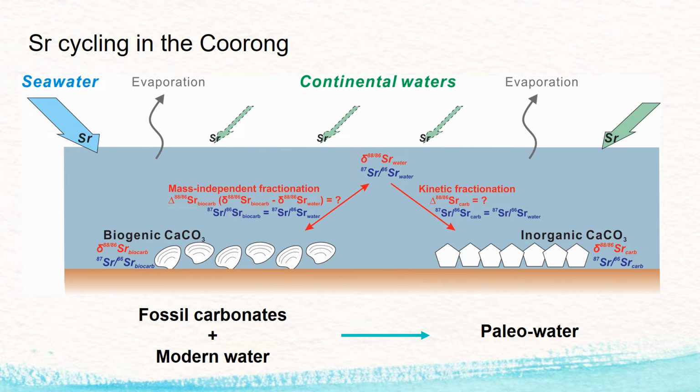On the other hand, the stable strontium isotopes, noted as this 88/86 strontium ratio, is sensitive to carbonate formation and dissolution processes because strontium can substitute calcium in calcium carbonates. And in modern systems, modern environments, such kinetic fractionation between water and inorganic carbonates can be measured.